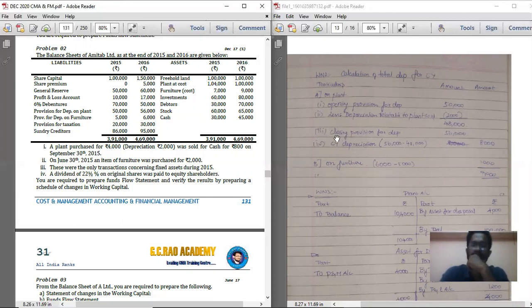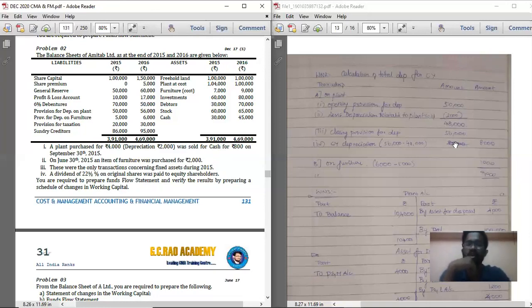So below that, statement number 3, small Roman number 3: closing provision for depreciation. What is the closing provision for depreciation on plant? 56,000. Opening is 50, closing is 56. So for closing provision for depreciation, in the inner amount column record 56,000.